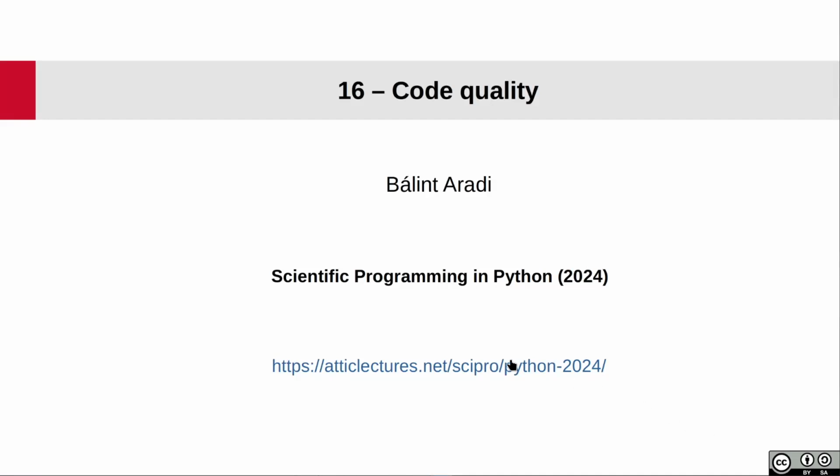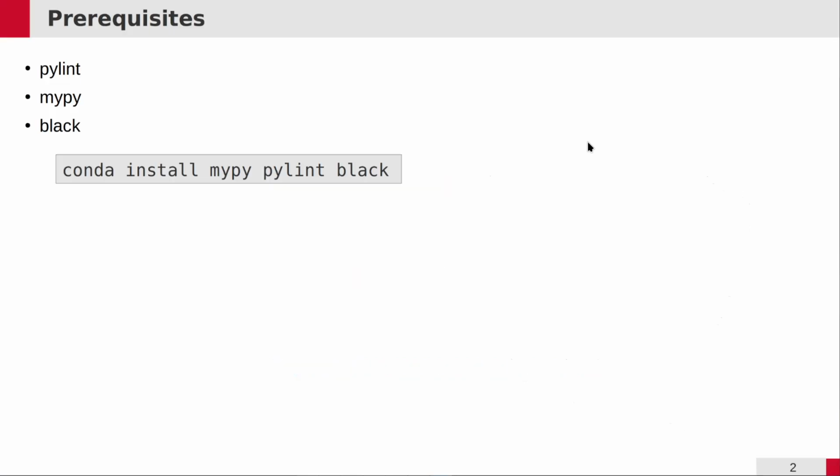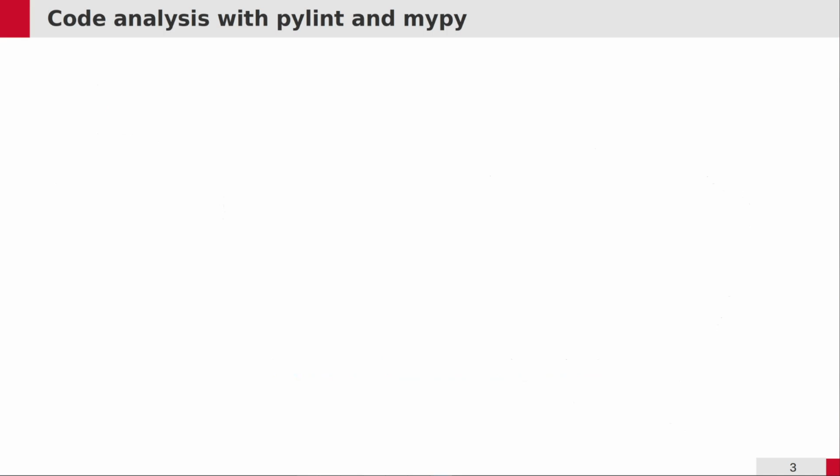Okay, in this very short video, we are talking about a few tools which you can use in Python in order to enhance the quality and the readability of our code. I will use 3 different tools which we have not used so far: pylint, mypy, and black. And if you haven't installed them in Conda yet, you can install these 3 tools with the usual Conda install command from the command line.